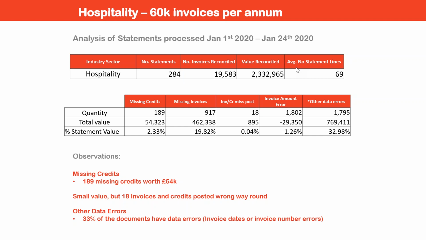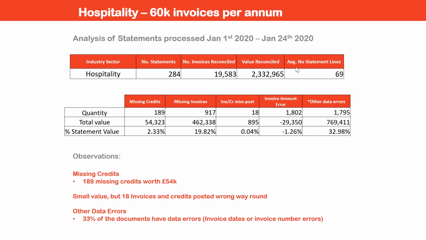But they've got 18 invoices and credits posted the wrong way round, if you look at the third column. And then other data errors, again, it's not 60% like on the previous one, but it's 33%. And this is a mixture of invoice date or invoice number errors. So that's a hospitality.